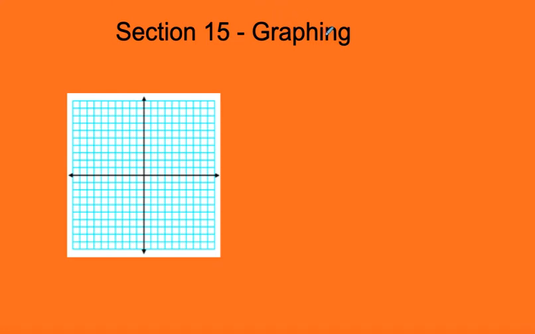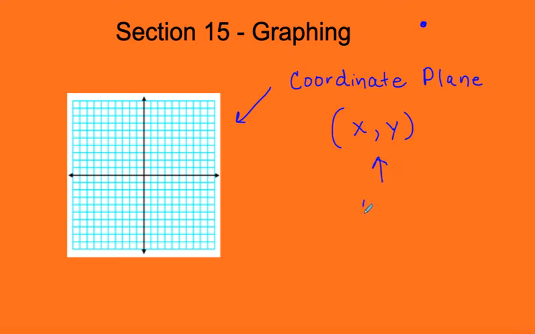When we graph in algebra, we graph on something called the coordinate plane, and this is a picture of the coordinate plane. The coordinate plane is a two-dimensional figure, whereas if I just draw a dot, that's a one-dimensional figure, okay? And so a coordinate plane, when we graph things, has two different things on it since it's two dimensions. It has an x-coordinate and a y-coordinate. And we write those like this, x comma y, and we call that an ordered pair.